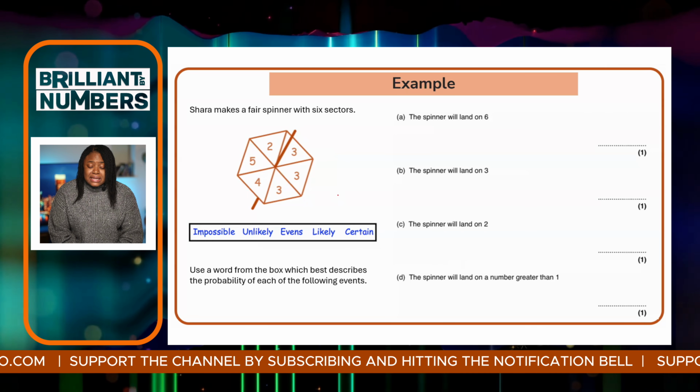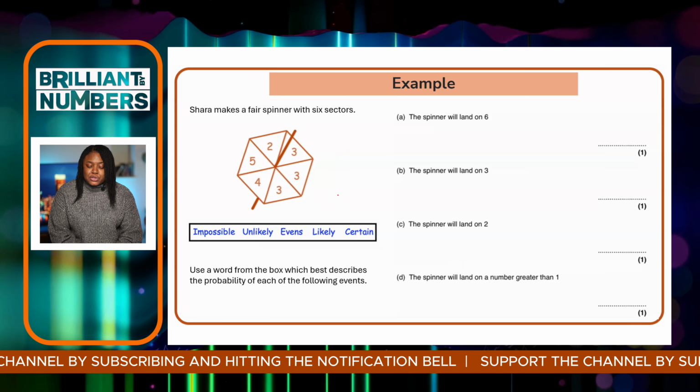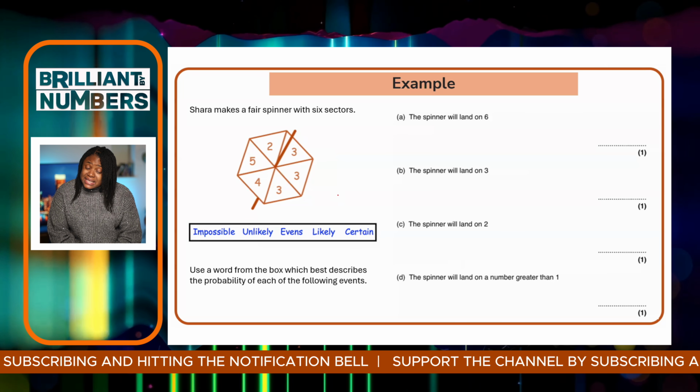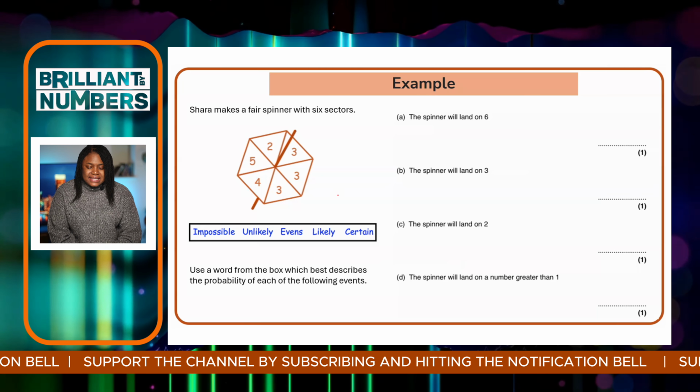So we're given the words impossible, unlikely, even, likely, certain, and we're asked to use a word from the box which best describes the probability of each of the following events. We pay attention to our spinner. We recognize we've got 6 sections on that spinner. So A, describe the probability that the spinner will land on a 6.